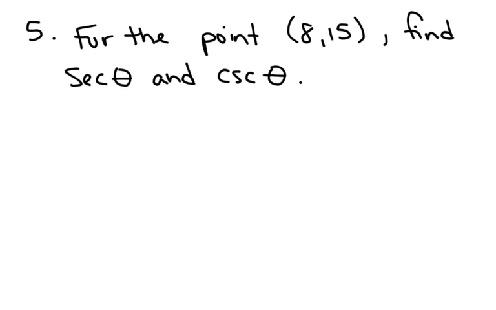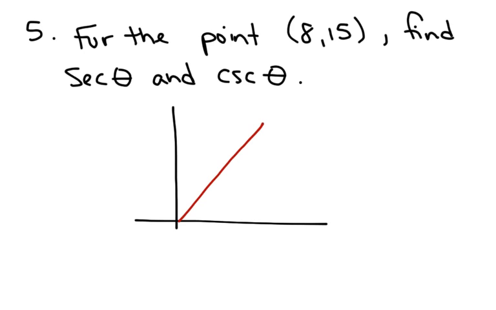Here is another right triangle problem. It says for the point 8, 15, which would lie on a terminal ray. It doesn't say that, but that's what you imply. Find the secant of theta and the cosecant of theta. First of all, where would (8, 15) lie if I were to graph it? It'd be in quadrant 1. And I'm not even going to draw anything exact. I'm just going to do this. (8, 15) will be out here somewhere.